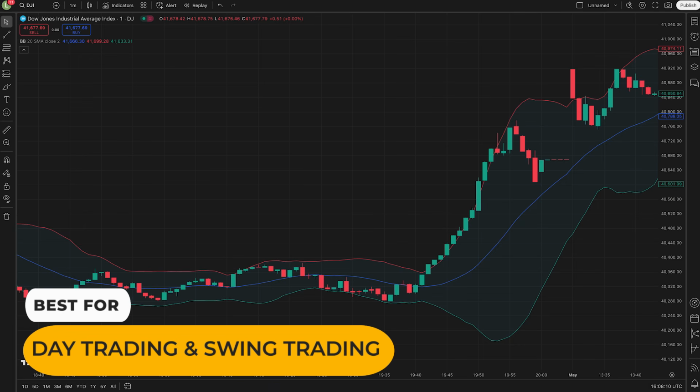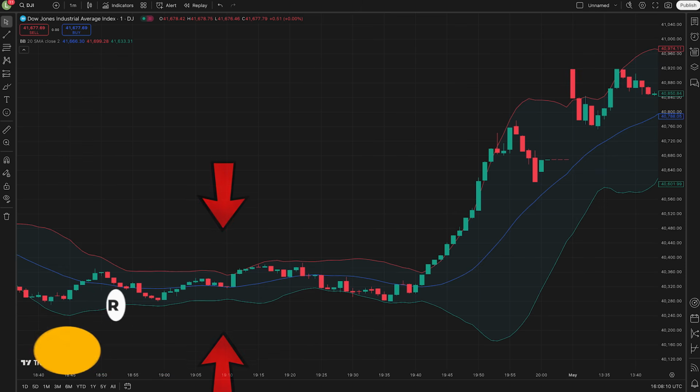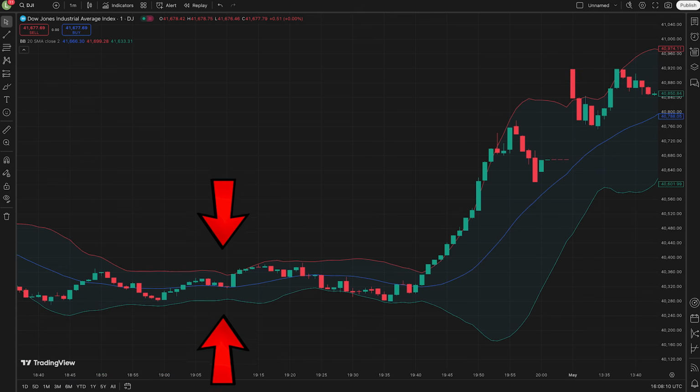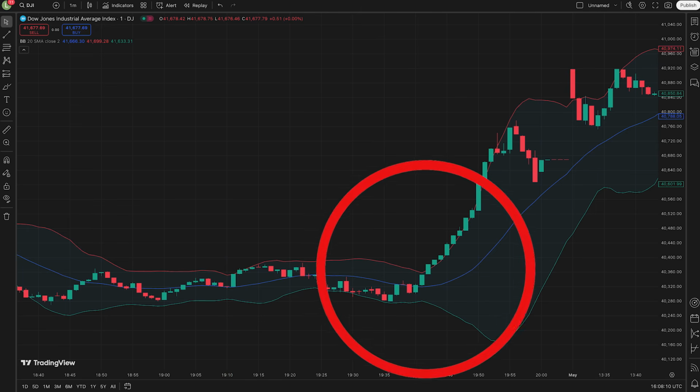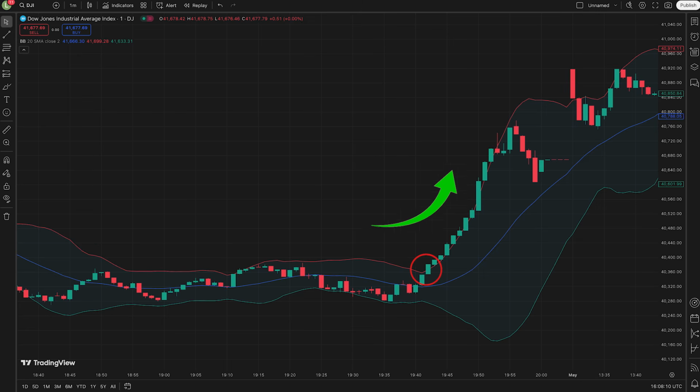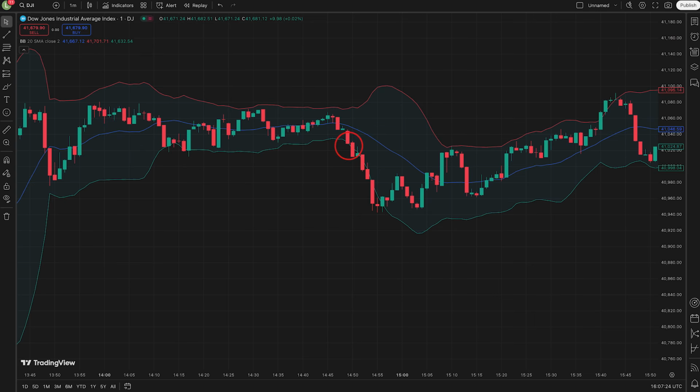The classic Bollinger Band squeeze strategy is where you look for periods where the bands are tight together and the middle SMA line is fairly flat. This signals low volatility and a potential big move could be coming. So watch out for a breakout above the upper band, which is a bullish signal, or a breakout below the lower band, which is bearish.